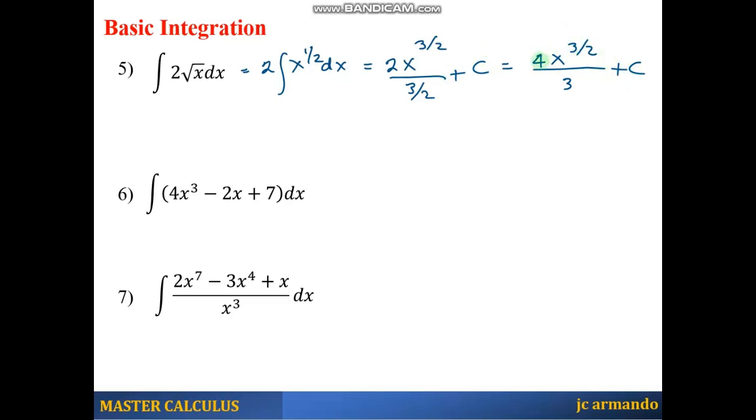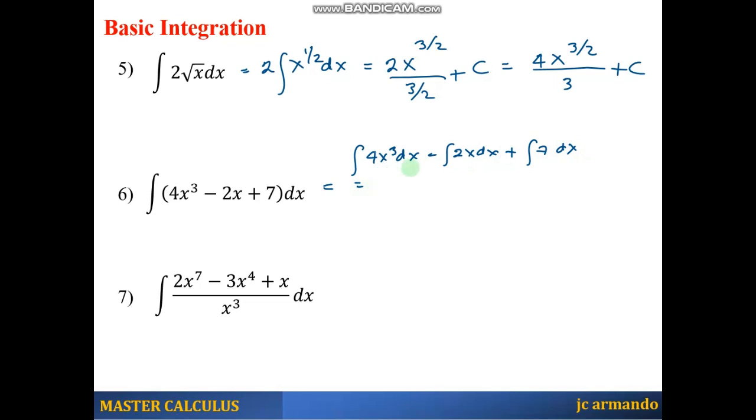No need to transform to radical. So, reciprocal kasi ng 3/2 is 2/3. So, i-multiply yung 2 to 2. 2 times 2, 4x to 3/2 divided by 3. How about this one? So, hiwa-hiwalayin lang natin yan, di ba? 4x cubed dx minus 2x dx plus 7 dx.